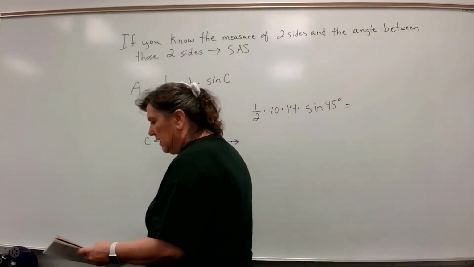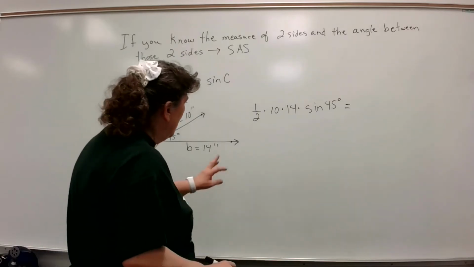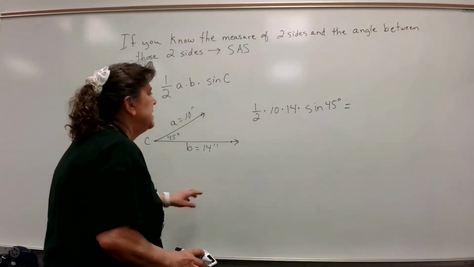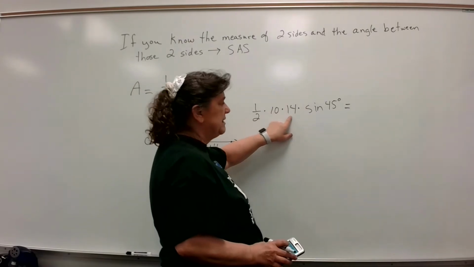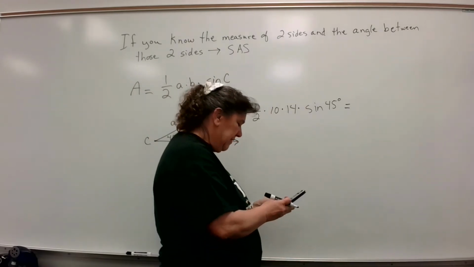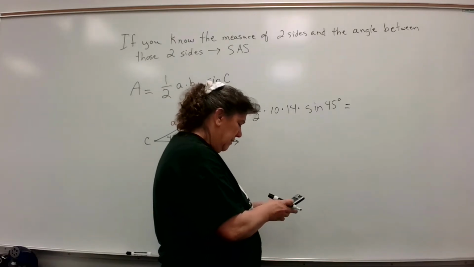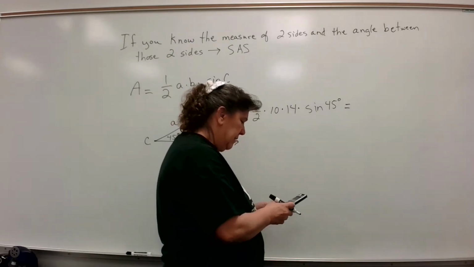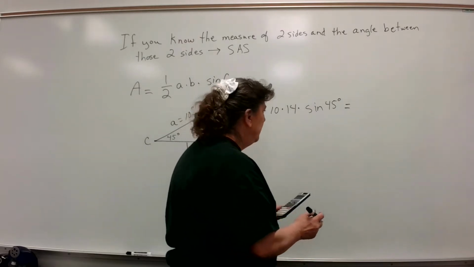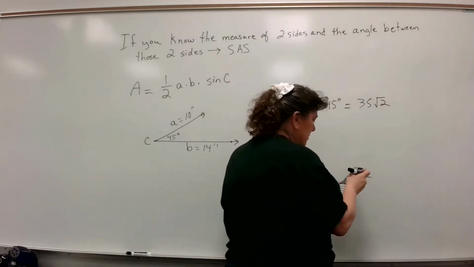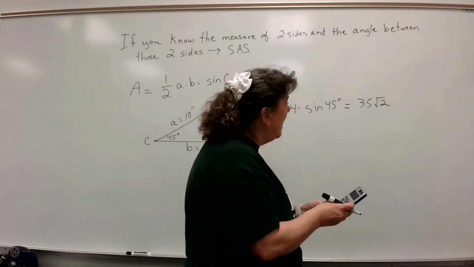Okay, here it is. 1/2 times my A, which is 10, times my B, which is 14, times the sine of that angle, which is 45 degrees. So what does that equal? Well, let's see. 1/2 times 10 times 14 is going to be 70, and so 70 times the sine of 45 is equal to 35 square root of 2, which is completely, totally accurate.